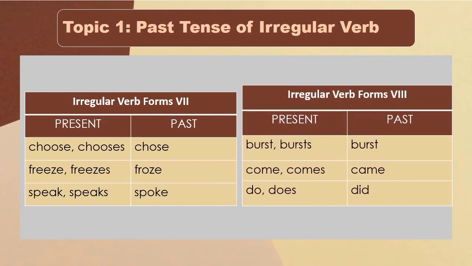The eighth form of irregular verbs. The word burst and bursts will become burst. The words come and comes will become came. The words do and does will become did.